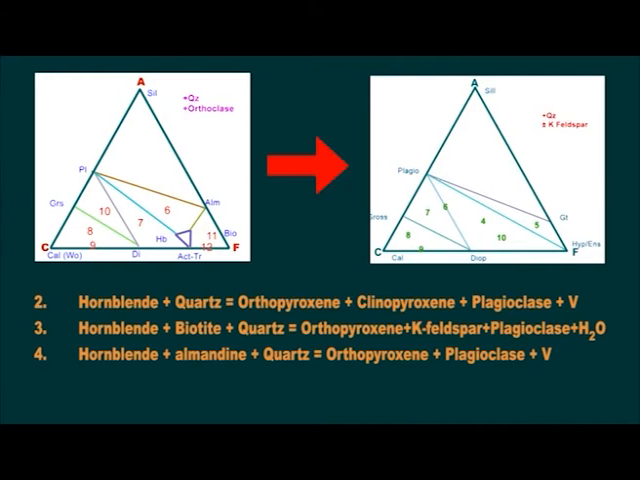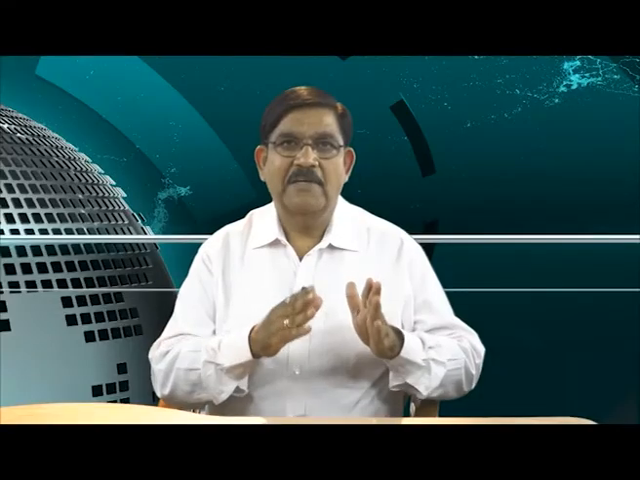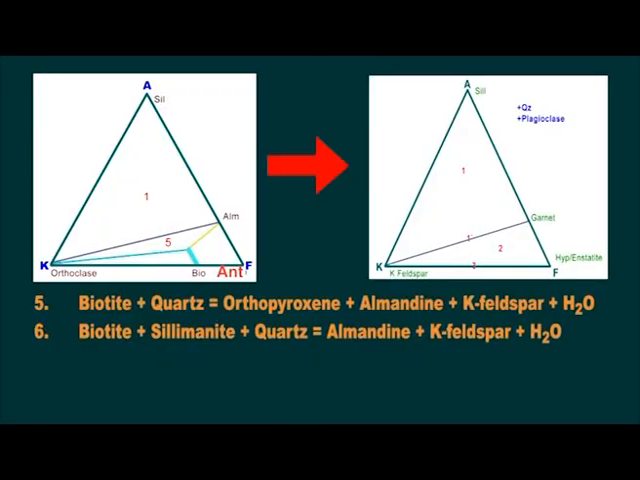Number 3, hornblende plus biotite plus quartz gives rise to orthopyroxene plus potash feldspar plus plagioclase plus water. Number 4, hornblende plus almandine plus quartz gives rise to orthopyroxene plus plagioclase plus water. This marks the beginning of granulite facies in pelitic granulites. Number 5, biotite plus quartz gives rise to orthopyroxene plus almandine plus potash feldspar plus water. Number 6, biotite plus sillimanite plus quartz gives rise to almandine plus potash feldspar plus water.